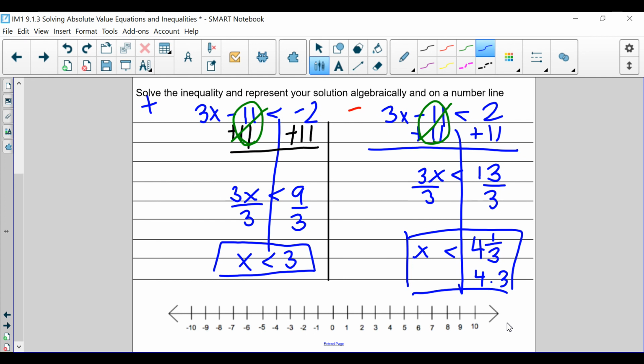Remember, we have two solutions, so we say x is less than 3. We're keeping it open because it's an open inequality. And then it says it's less than 3, so it's all of these values here. And then it's less than 4.3. 4.3 is about here. Here as well. So everything that gets shaded is here.